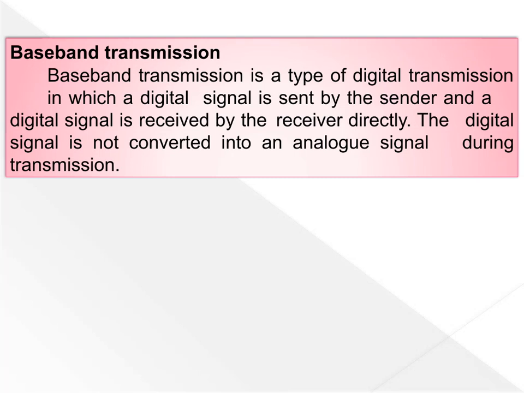Now, let's take a closer look at baseband transmission. Essentially, this is a type of digital transmission where the digital signal is sent directly from the sender to the receiver. What's important here is that the signal remains in its digital form throughout the entire process. Unlike other methods, the digital signal isn't converted into an analog signal at any point during transmission. This direct approach simplifies the process and is often used for local area networks and digital communications, reinforcing the overall theme of efficient and straightforward data transfer.